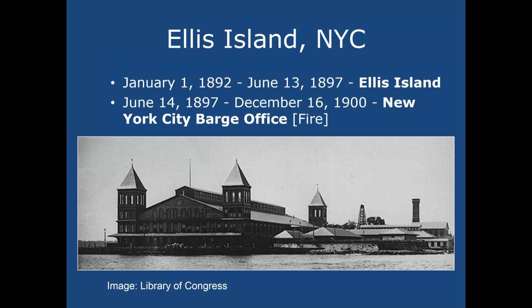Meanwhile, the federal government was building up Ellis Island to be an immigrant processing center. So the building that you see here is where immigrants would go between January 1st, 1892 and June 13th, 1897. Unfortunately, on June 14th, 1897, there was a fire, and it burned down these newly built buildings. So from that date until December 16th, 1900, again, immigrants coming into New York City were processed at the New York City Barge Office.